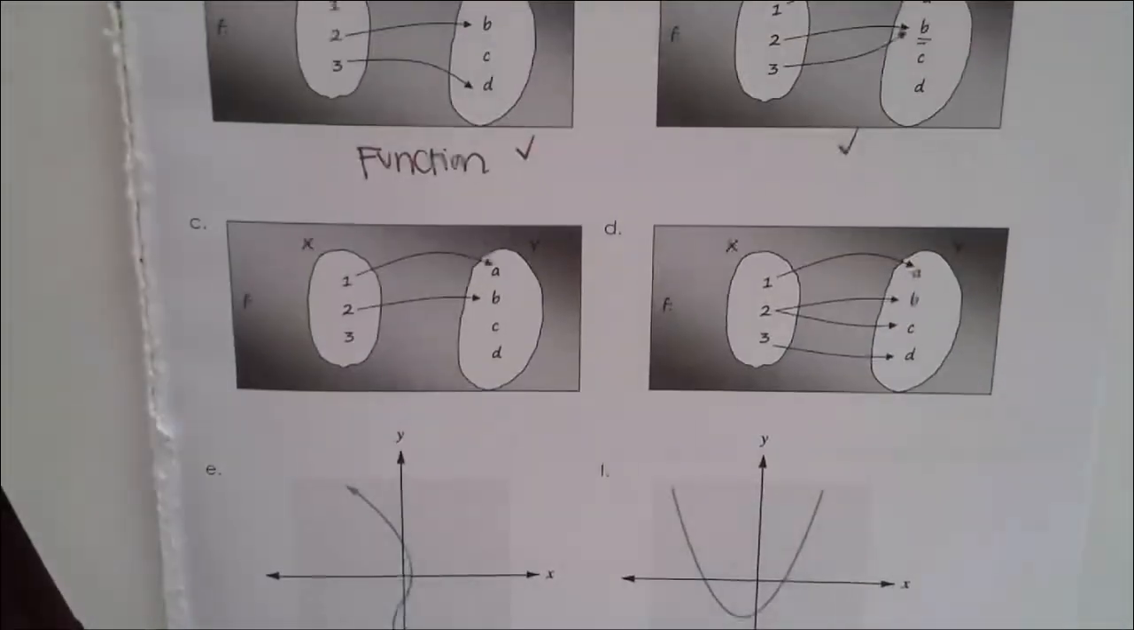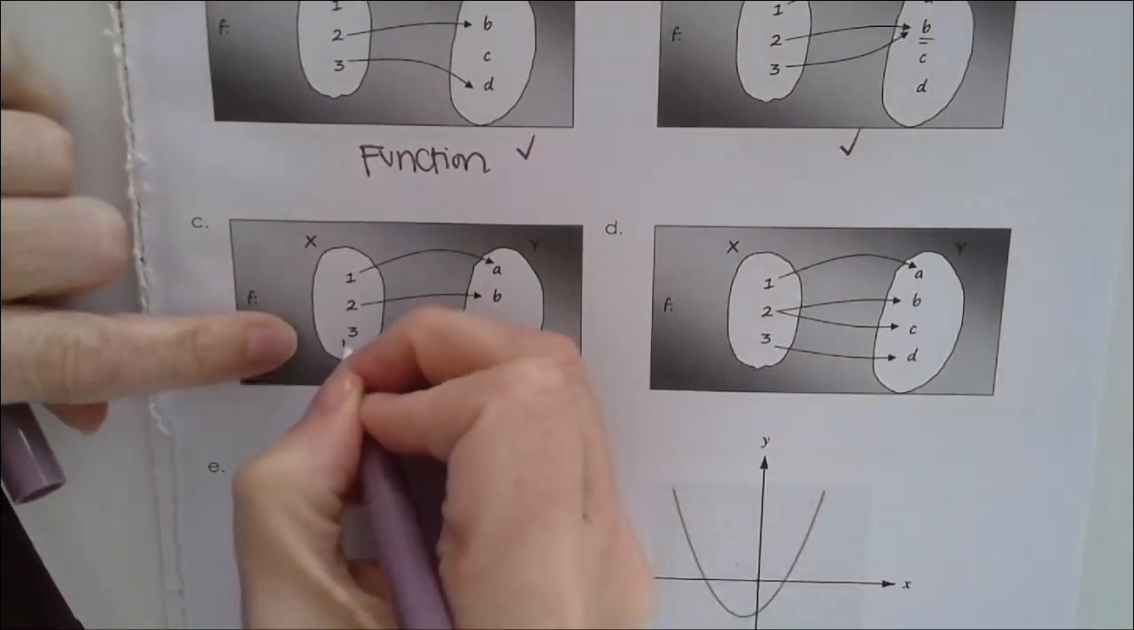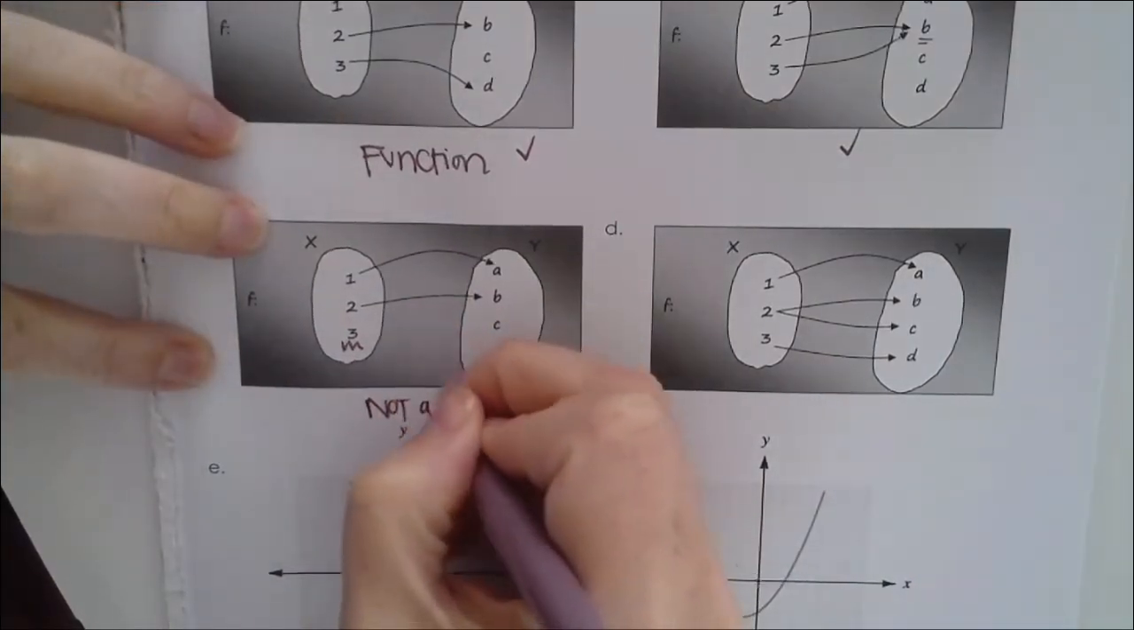Down here on C, this is what I was talking about. 1 is mapped to A, 2 is mapped to B. We have an element 3 in our domain that is not mapped to anyone. So this is not a function.